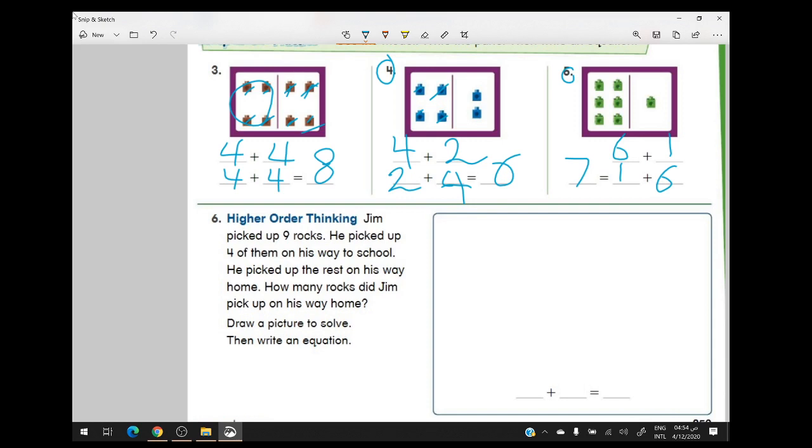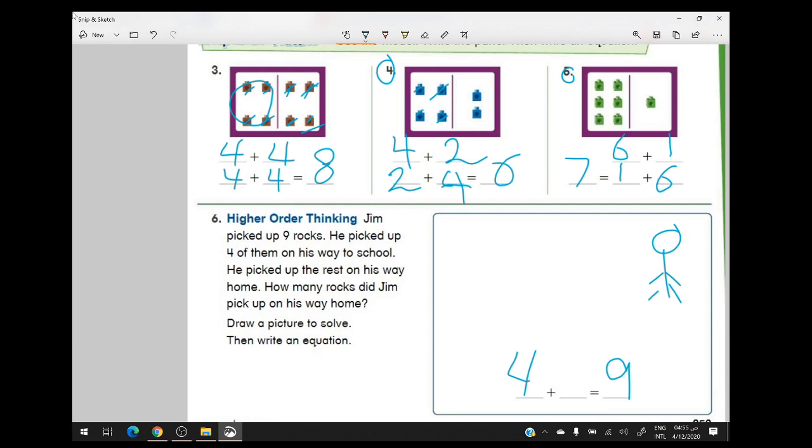Okay, so as we said, Jim picked 9 rocks. So what will the result be? The result will be 9 in all he had, right? He picked 4 of them when he was going to the school. So 4 plus. Then he picked up the rest on his way home. How many did he pick when he was going home? How will I know the result, guys? So I will start counting from 4 till I reach the 9.